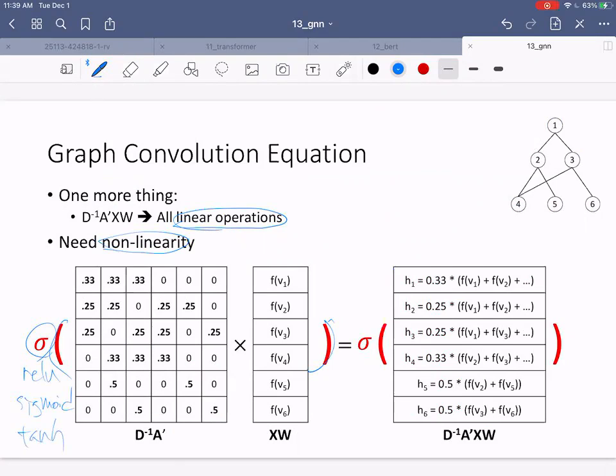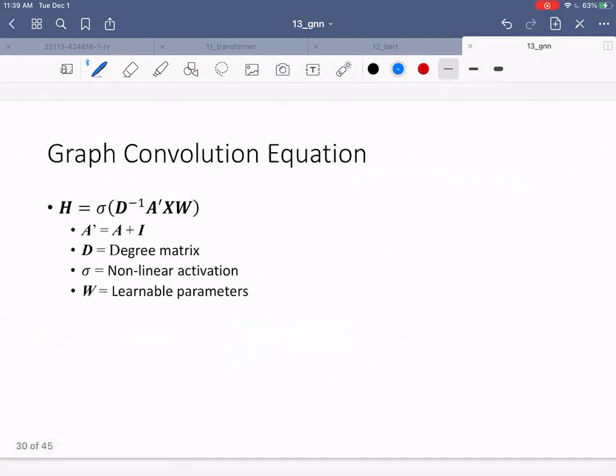So this is the same thing, D inverse A prime X W, and then encapsulate that with a nonlinear activation function. So this is your graph convolution, and that's it. Nonlinear activation, D inverse, A prime, the modified adjacency matrix, the degree matrix, X, and W. So all you need is this.